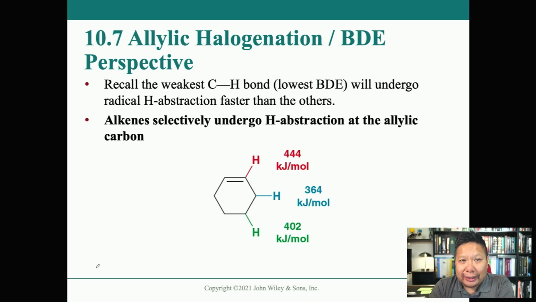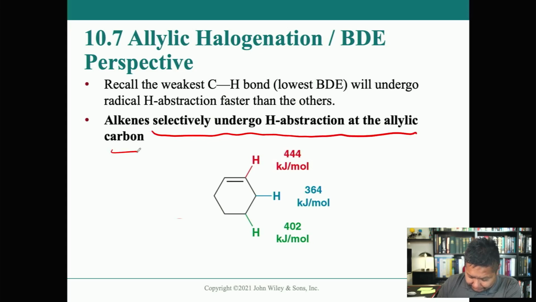Then also recall that the weakest carbon-hydrogen bond, the one with the lowest bond dissociation energy, will undergo radical abstraction much faster than others, which makes sense. Okay, so alkenes will selectively undergo hydrogen abstraction at the allylic carbon, which is right here, the carbon that is allylic to the double bond, or the neighbor of the double bond. This is the allylic carbon right here, and it has the lowest bond dissociation energy. So hydrogen abstraction will happen there faster than at others.